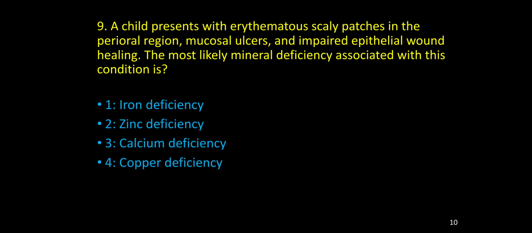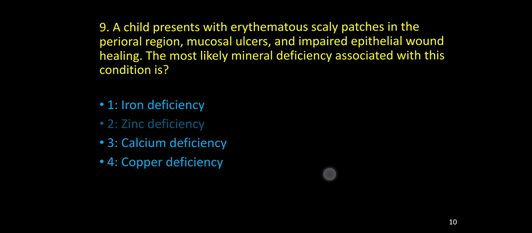Another option, copper deficiency. Copper deficiency is more related particularly with wound healing or collagen formation or vessel related conditions, bleeding gums or like that. But for copper deficiency, nothing is written about Wilson's disease or a hepatic condition. Everything is written about the perioral region, mucosal ulcer and impaired epithelial wound healing, and all are going to one right answer, that is zinc deficiency. So from the options and from the question you have to choose the right answer.